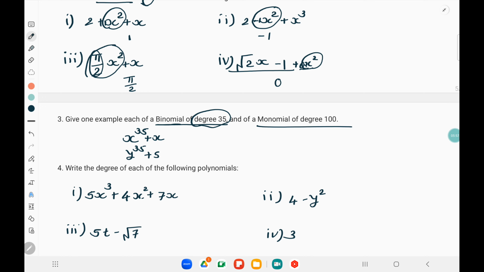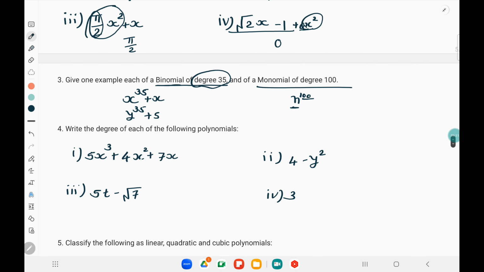Here, for the monomial of degree 100, monomial means we can write only one term. So let's say n to the power of 100. Okay, so one term only and the power is 100. So this is the correct example. Let's move to question 4.